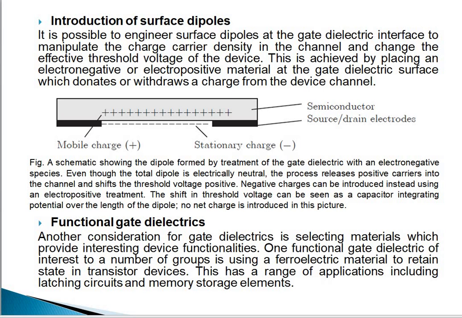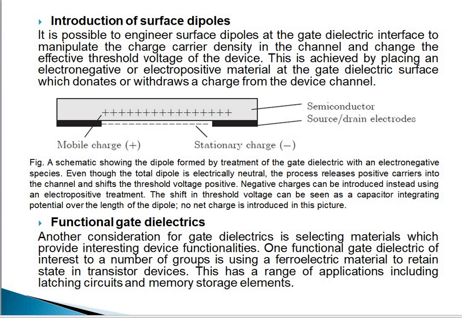A schematic representation showing the dipole formed by the treatment of gate dielectric with an electronegative species. Even though the total dipole is electrically neutral, the process releases positive carriers into the channel and shifts the threshold voltage in the positive direction. Negative charges can be introduced instead using an electropositive treatment. This shift in the threshold voltage can be seen as a capacitor integrating potential over the length of the dipole. No net charge is introduced in the picture.